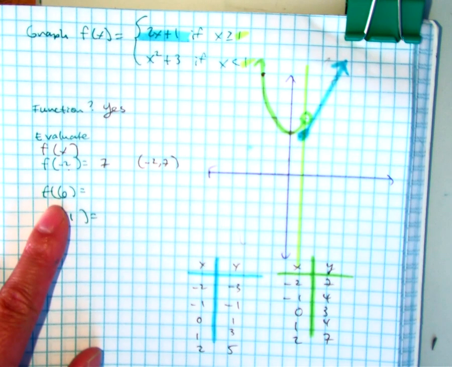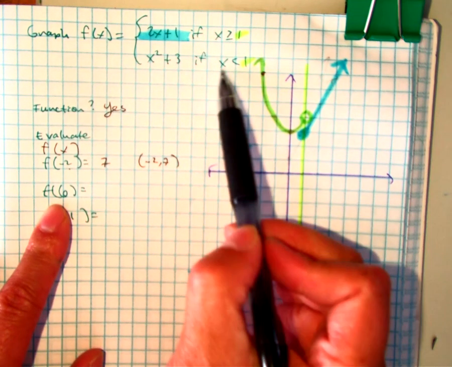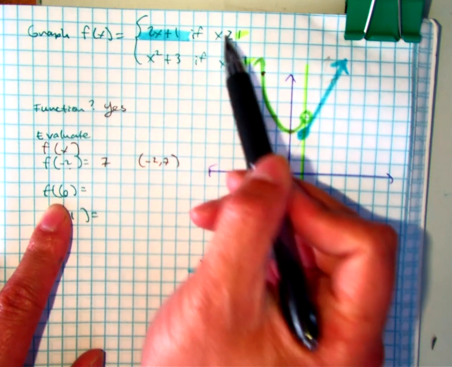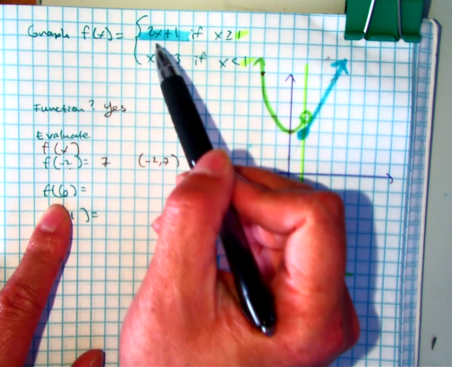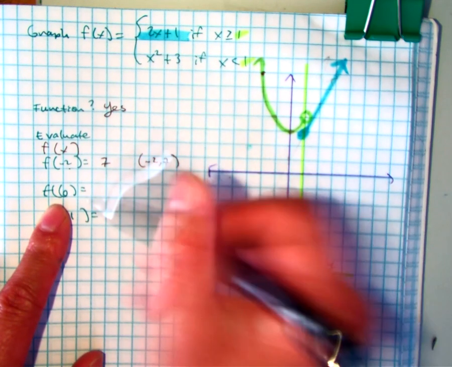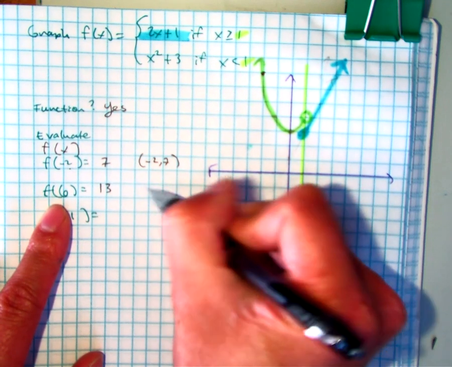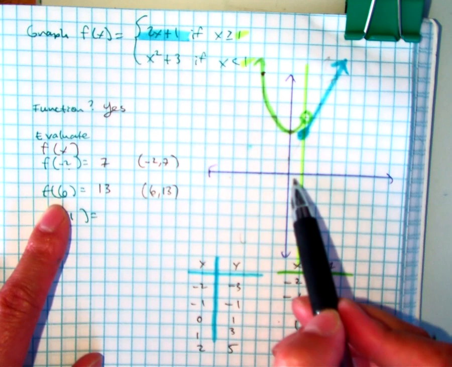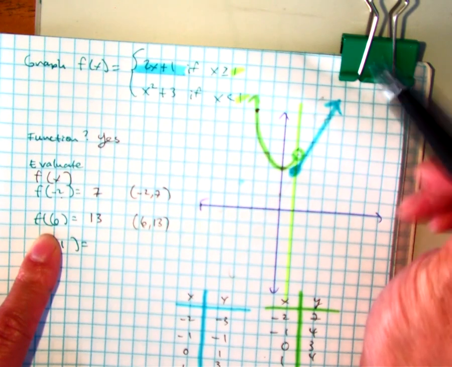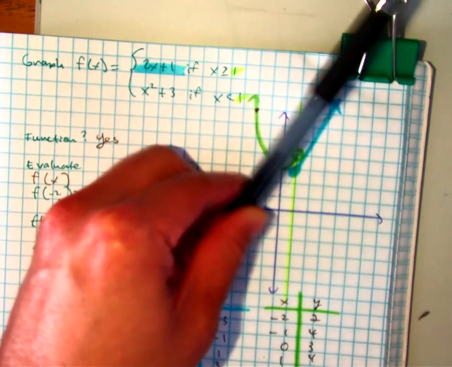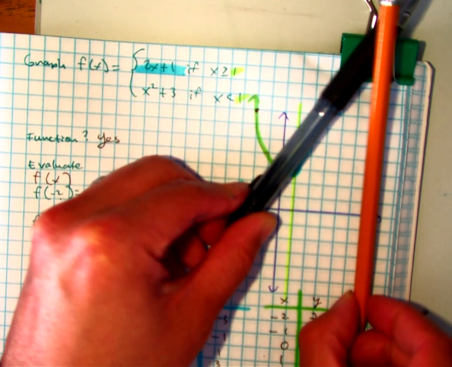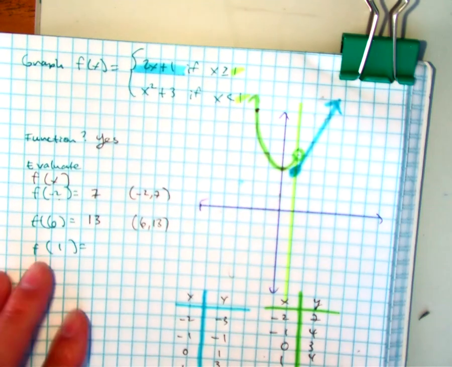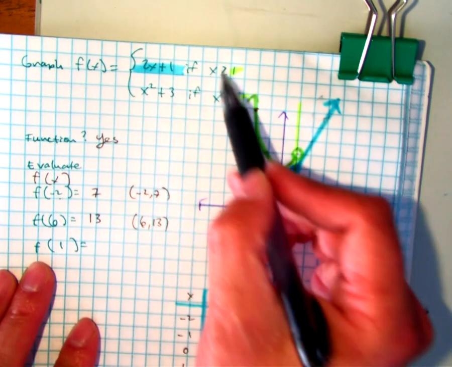How about 6? Top or the bottom? Top. 2 times 6, plus 1? 13. So 6, comma, 13. This one would be kind of hard to see on our graph. You would have to keep showing where it intersects. Does that make sense? It would be way up there.